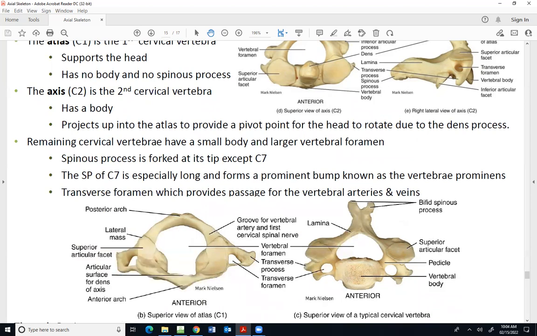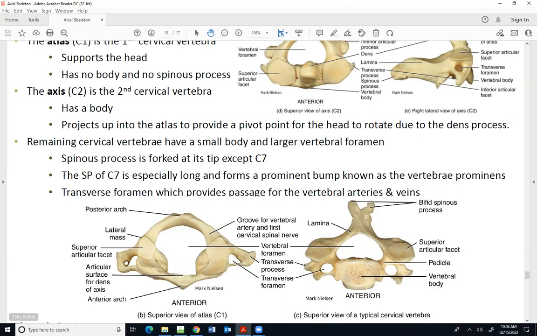Okay, and this is called the atlas because I believe it's Greek mythology that is named after the Greek god, Atlas, who holds the world on his shoulders. He doesn't hold the world on his shoulders, but he holds the head on his shoulder. Okay. These little articular facets right here will connect with the bottom of your skull and your occipital condyles and create the connection between your head and your neck.